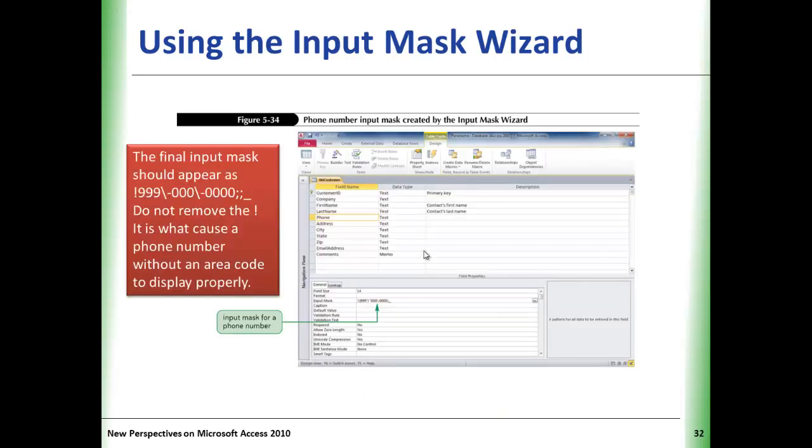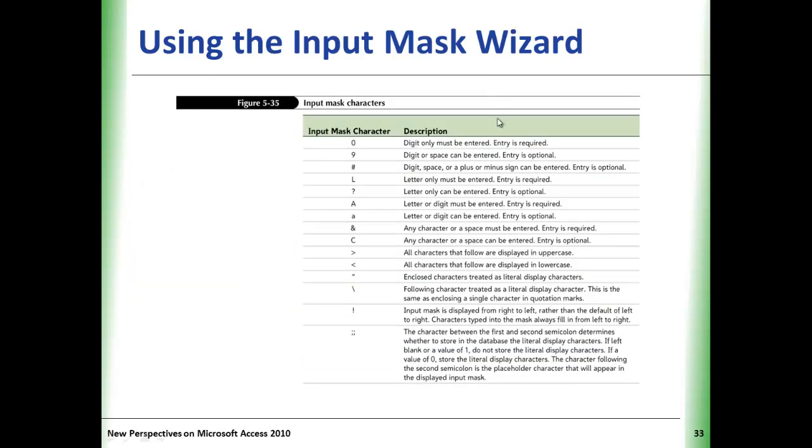In the book, they have you remove the bang, the exclamation mark, from in front of the input mask. But what the bang does for us, and you'll see this demonstrated in the video, is that if you don't have an area code, the input mask wizard, you need to just look at this table. Mark it in your book so that you know where it is, and you get back to it so that you know what the input mask characters mean.